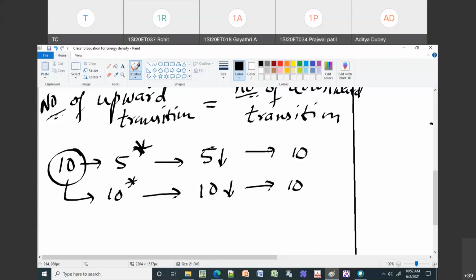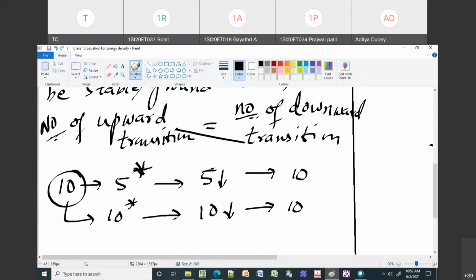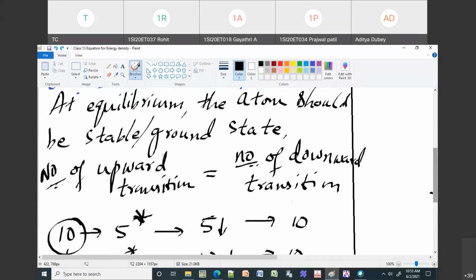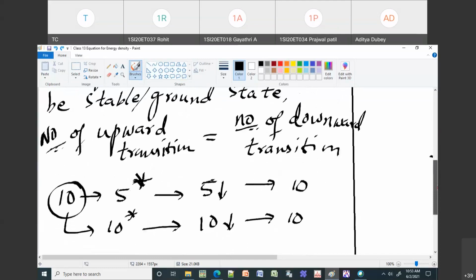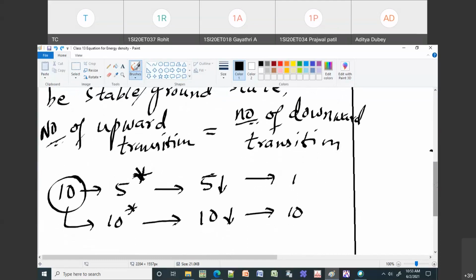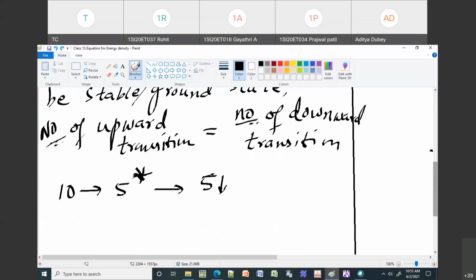So for this, if I take any atom and make this atom go to excited state, there should be an equal number of downward transitions. That is the meaning of this equation. The number of upward transitions should be equal to the number of downward transitions. Is it fine? Is it clear up to this? Is it clear?